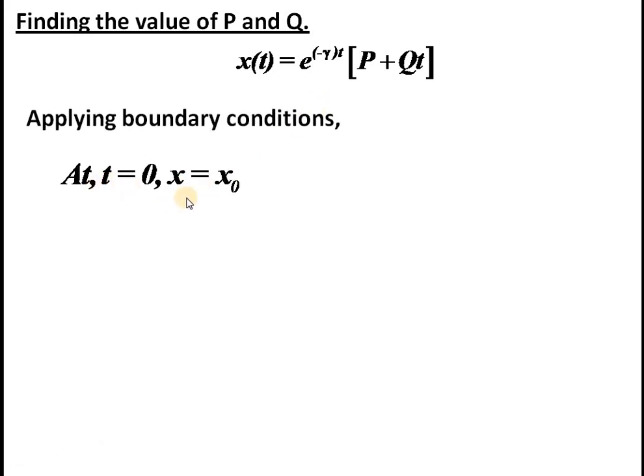When time is equal to 0, x, say you take it as x0. So what will happen to this equation? You can write e raised to minus gamma 0 into p plus q into 0 is equal to p. That is equal to x0. We got the first boundary condition, and from it we got the value of p, that is equal to x0.